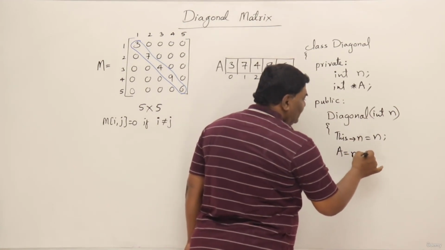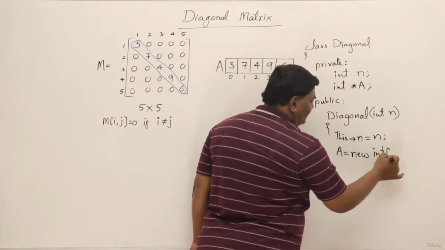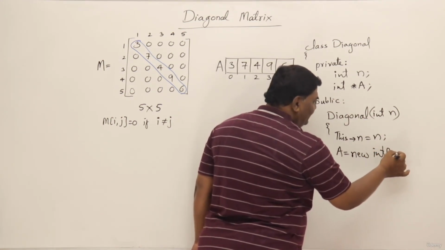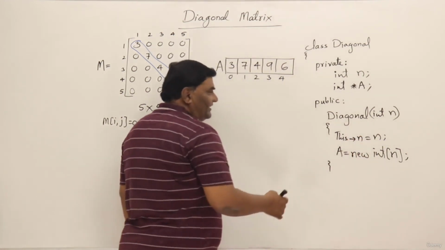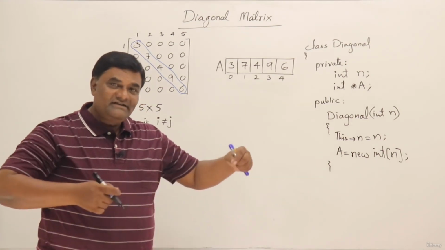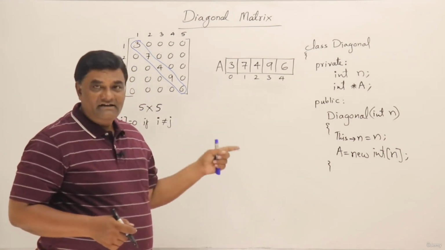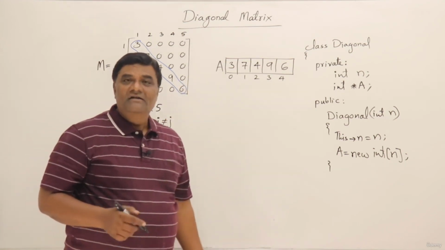So new, if I am taking integer type here, then it is integer of size n. I can simply write n also. So I can use either this one or this one. So this is how the array is created. We will get a single dimension array of required size. That is, 5 means an array of size 5. Let us say this is the size 5 array.